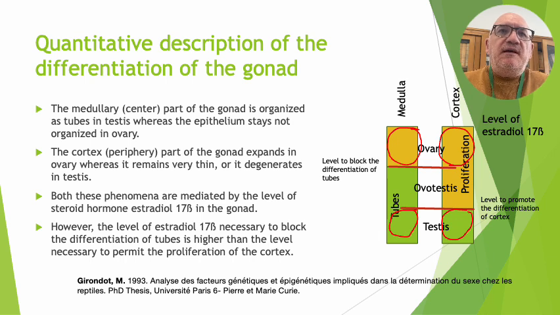You have an intermediate level of estradiol 17 beta where the differentiation of tubes is not blocked, but you have a signal to enhance the proliferation of the cortex. And then you have, in this case, ovotestis.